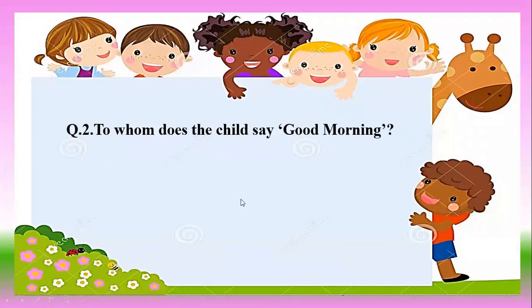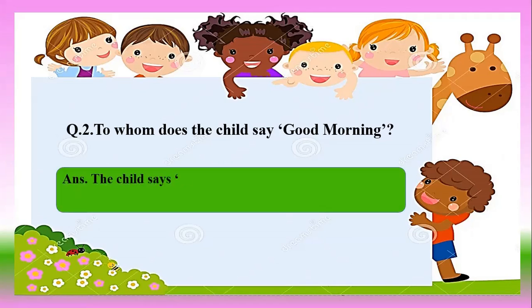The second question is, to whom does the child say good morning? In the poem, we learned that the child wishes good morning to the sun, sky, the birds, trees, grass, wind, and the brownie bees. So let's write down the answer, children. The child says good morning to the sky, sun, little winds, birds, grass, and bees.